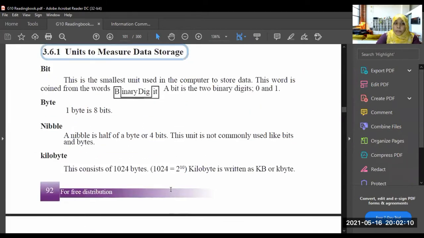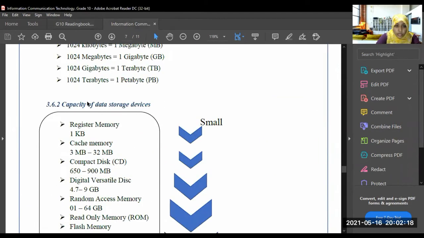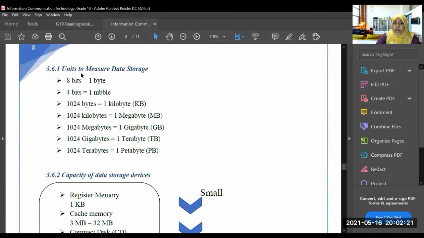1024 bytes is 1 kilobyte. It is not hard. So this is how I have given to you in the short note. Can you see? 8 bits equal to 1 byte. 4 bits equal to 1 nibble. 1024 bytes equal to 1 kilobyte. 1024 kilobytes, 1 megabyte. 1024 MB, 1 GB. 1024 GB, 1 TB. 1024 TB, 1 PB, petabyte.